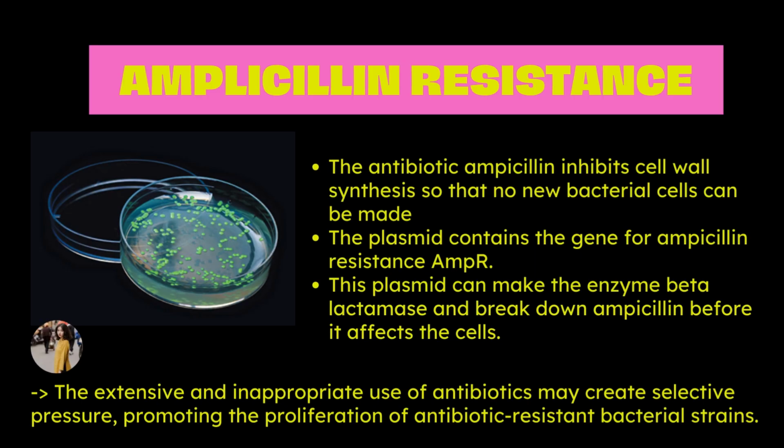And in Biology 110 course, we study ampicillin resistance. The plasmid contains the gene for ampicillin resistance, which is the AMPR gene. The antibiotic ampicillin inhibits cell wall synthesis so that no new bacterial cells can be made. However, when the cell contains a plasmid carrying the AMPR gene, it can make the enzyme beta-lactamase and break down ampicillin before it affects the cell.